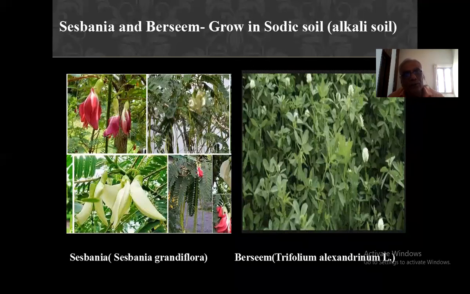Then Suspenia and Berseem grow in sodic alkali soil. You know that the lucerne crop is also grown in sodic soil. The Berseem crop is a forage crop and it is fed to animals. The Suspenia crop also reclaims the soil. So you can grow them successfully because both these crops are alkali resistant crops. Lucerne is also grown because, as I told, lucerne is grown in the Kutch area and the soil of Kutch is saline alkali. So the lucerne crop is grown successfully.